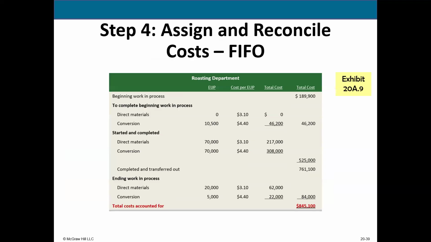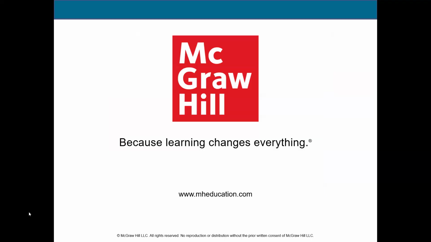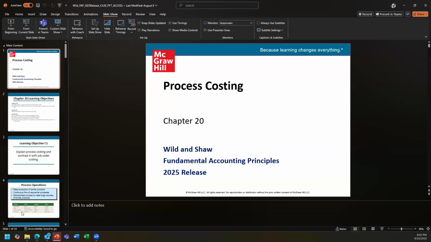And lastly, we assign the reconciled cost the same way that we did with the weighted average method, but of course it looks slightly different because we're using the first in, first out inventory method. So that, believe it or not, actually ends our discussion on process costing.